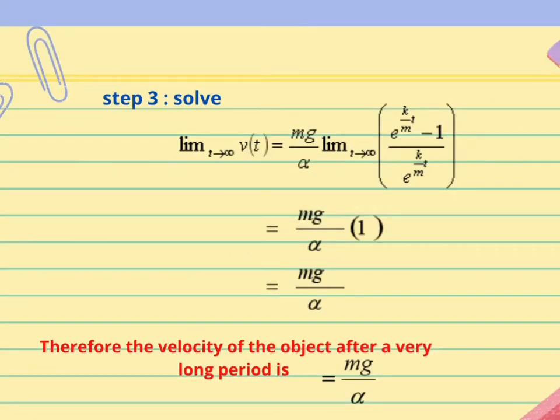For the final step, we just need to plug in the value 1 into the term that we have already derived before. So the final answer will be mass times gravitational constant over alpha, which is a constant that has a value more than 0.